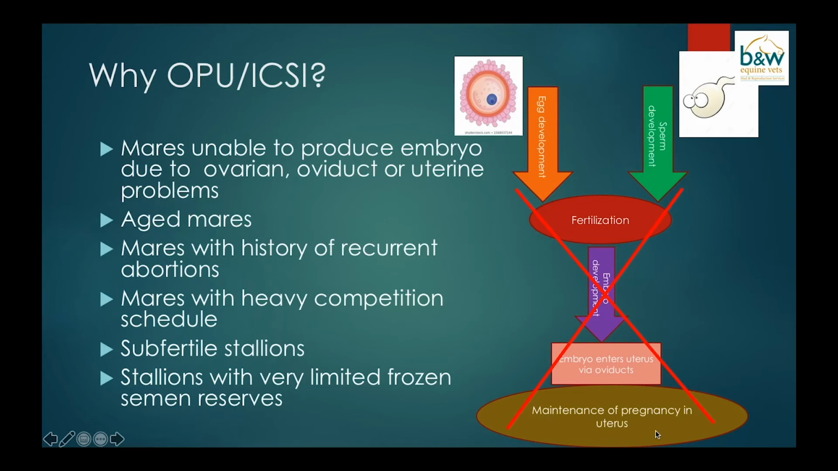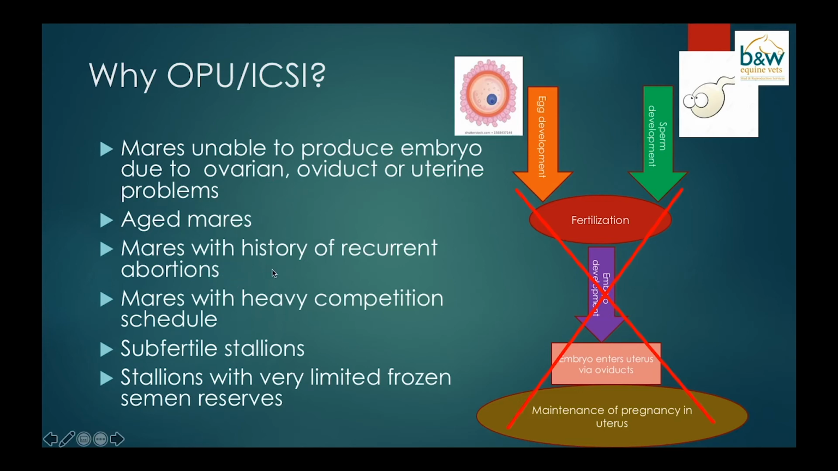There are several reasons for doing OPU and ICSI. Some mares may be unable to produce an embryo, particularly if they have ovarian problems or problems with the oviduct, so the fallopian tube, or potentially some problems of the uterus, and that may be the case in some older mares. And if we look at our diagram again on the right, OPU and ICSI basically bypasses a lot of those problems. The egg still needs to develop and the sperm needs to develop, but we don't need fertilization to happen within the mare. We don't need the embryo to move through the oviduct or the fallopian tube, and we don't need it to enter the uterus or be maintained in the uterus. So it does bypass some of those problems.